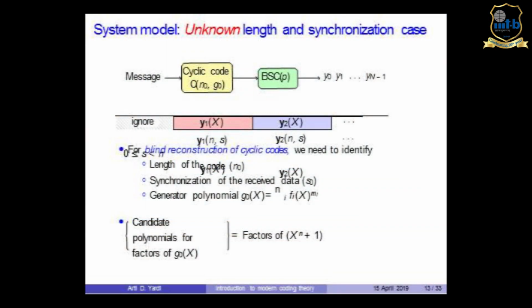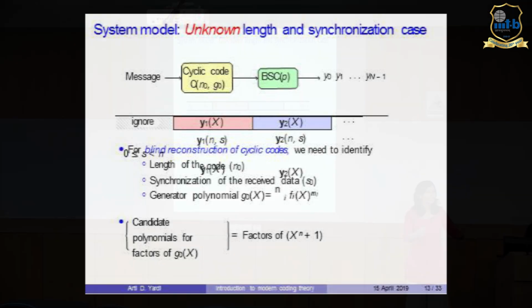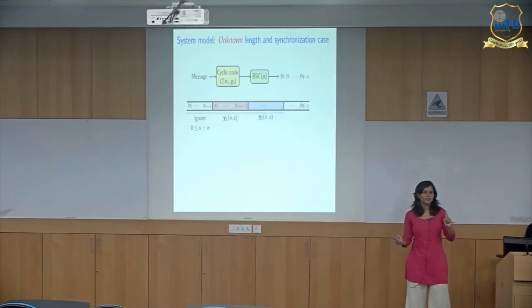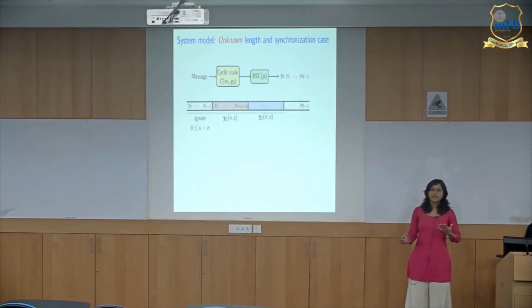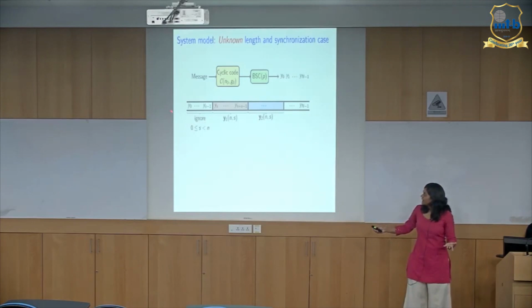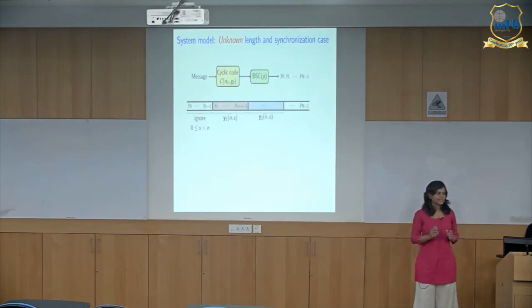Now let us move on to the problem where the eavesdropper doesn't even know the length. Here another important catch is that the eavesdropper may start observing data in between. So in this situation, this y0 need not be the first code word bit of any cyclic code. So we begin by assuming some length n, and then we assume some synchronization s and ignore the initial s bits in this sequence.